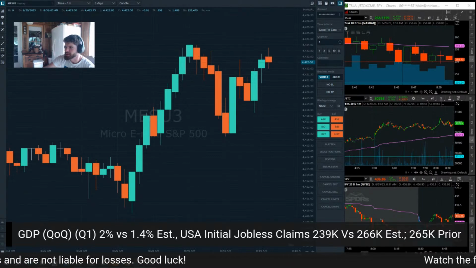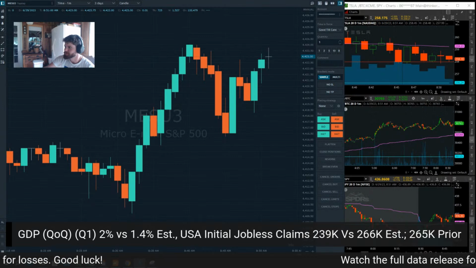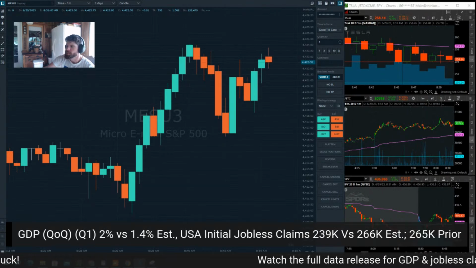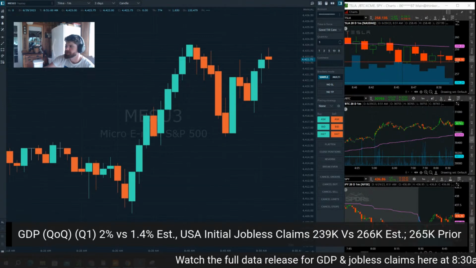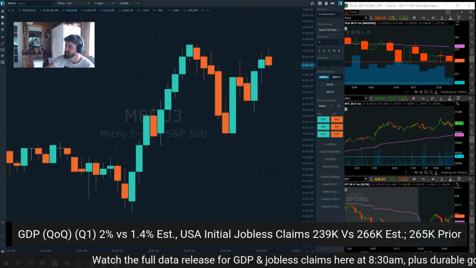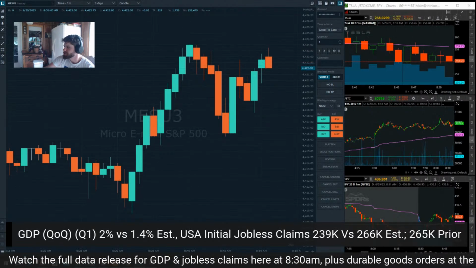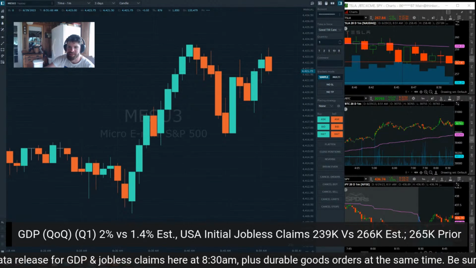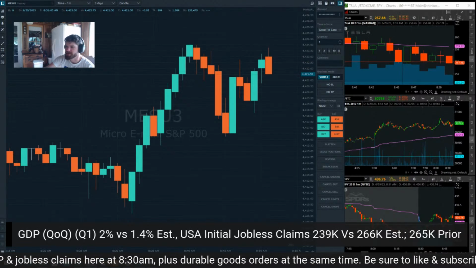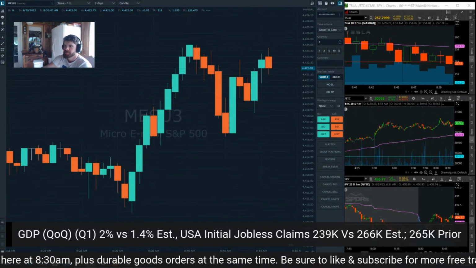Market's at the top of the range here, so we'll see if it actually holds the top. Yeah, we're up about 350. Tesla's starting to flush down here, though. Look at Tesla starting to fall.